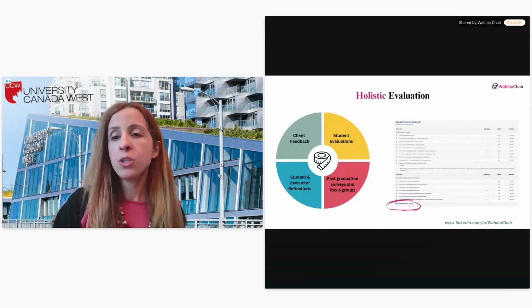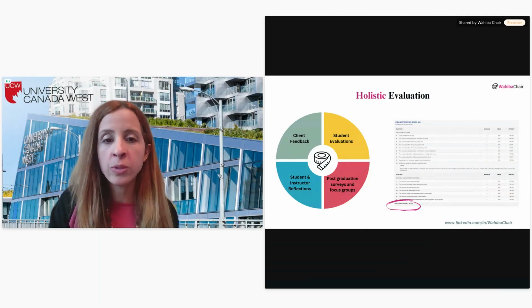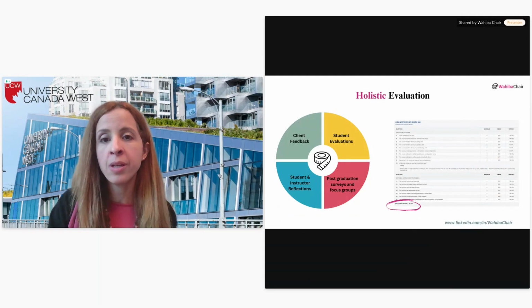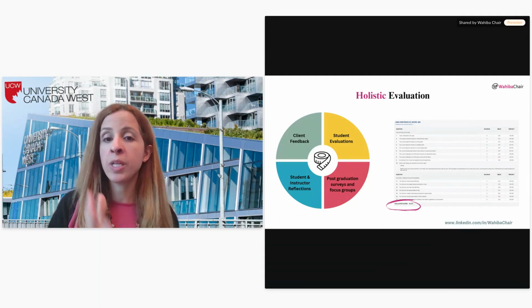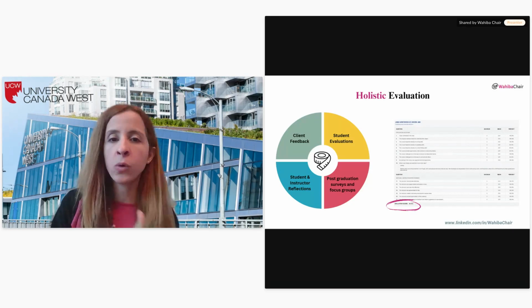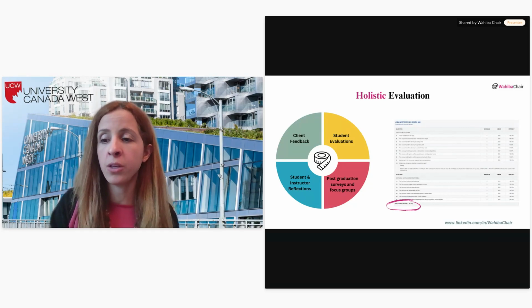Now, when it comes to evaluation, I'm not sure if you're familiar with the Barcelona Principles in public relations, but I'm a big believer in holistic evaluation and looking at so many different data points. Things like student evaluations can be helpful, but I find that students fill them out quickly, and they often don't include a lot of qualitative feedback that you could use to make changes.